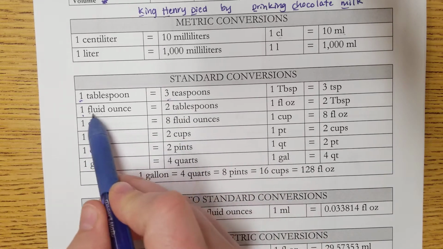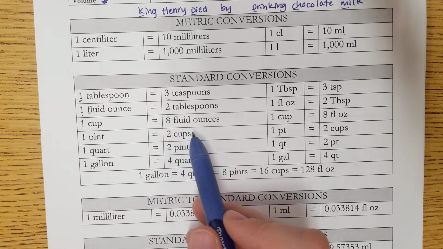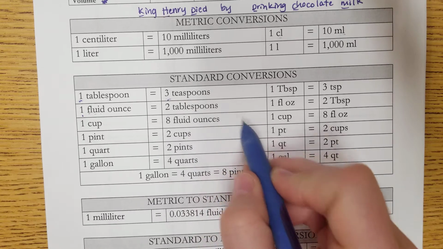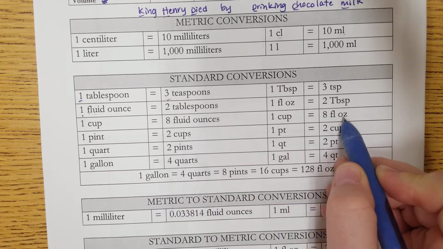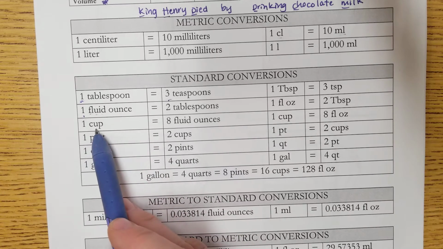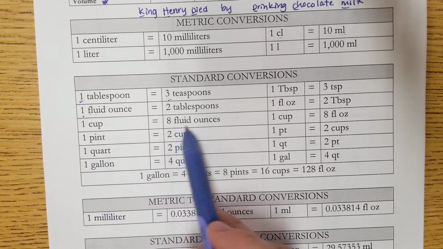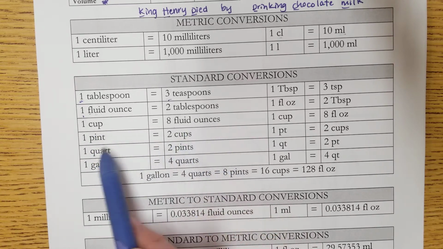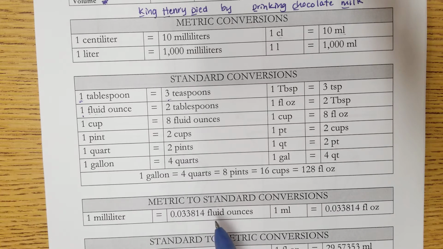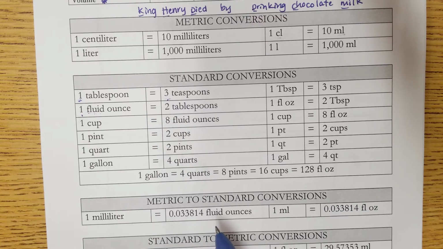And they write fluid ounces here. We can use ounces to do some other weights. When we write these, we just write FL OZ or just OZ. So then 1 cup equals 8 fluid ounces. 2 cups equals 1 pint. 2 pints equals 1 quart. 4 quarts equals 1 gallon. Yes, I know. Welcome to America, folks.